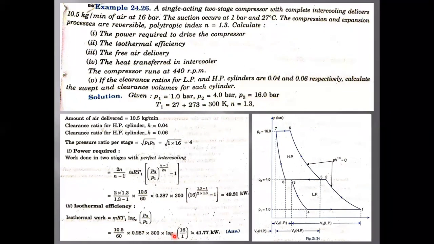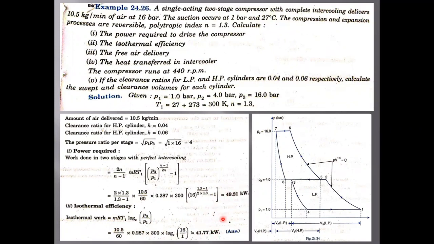Okay, ln to the base e. Please keep that in mind while calculating, and better use ln. This ln of 16 by 1 will give us some isothermal work. Which is higher, isothermal work done or the actual work done? Definitely the actual work is going to be more. Why? Because this is a power absorbing machine, the input is going to be higher. That's why the isothermal work done is lesser than the actual work done.